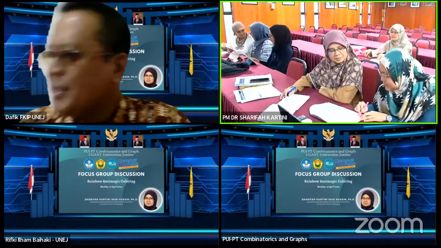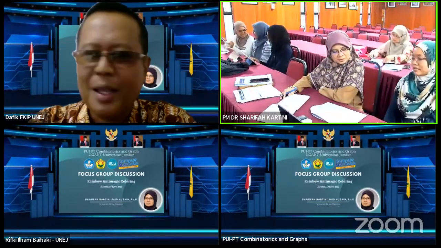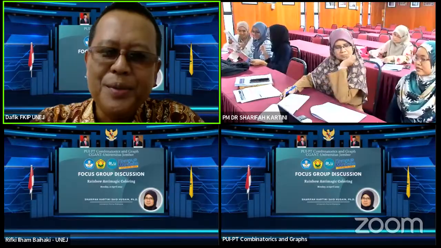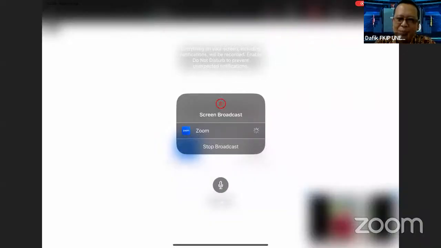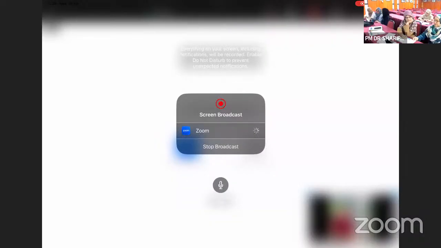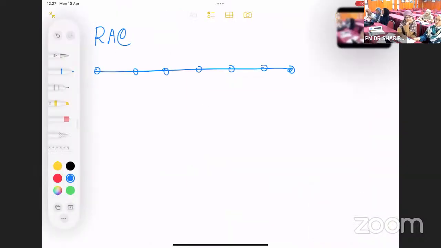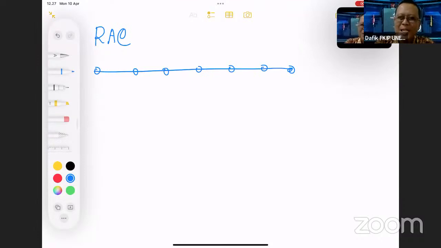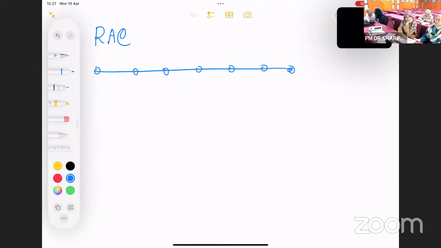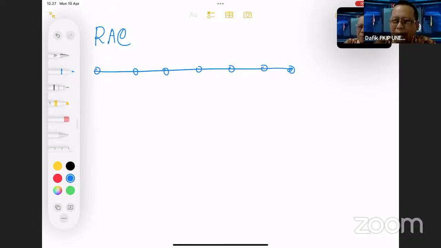Now the problem, when you have got that label, the next question is: does the label form a pattern? That's the next question. Does the label form a pattern?